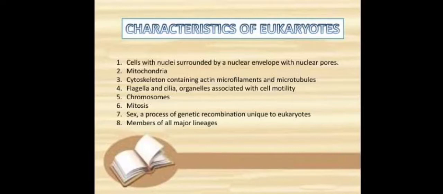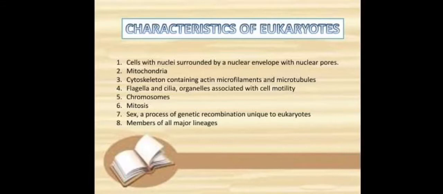Number 6, mitosis. A process of nuclear division wherein replicated chromosomes are divided and separated using elements of the cytoskeleton. Mitosis is universally present in eukaryotes.